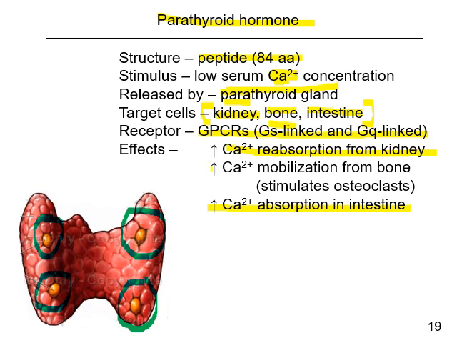And if necessary, we will mobilize calcium from bone. That is to say, we will stimulate the osteoclasts to break down bone in order to provide enough ionized serum calcium to survive. Those are the things that parathyroid hormone does to increase serum calcium if it goes low.